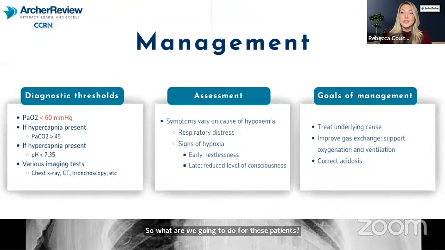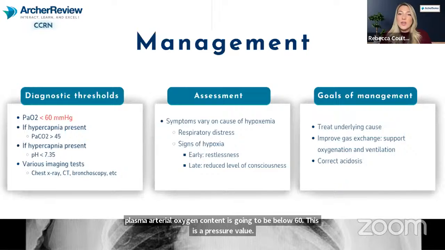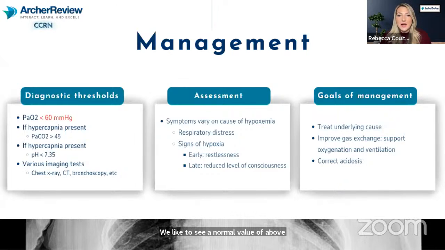Diagnostically, we're going to take a look mostly at their ABG. Their plasma arterial oxygen content is going to be below 60. This is a pressure value. We like to see a normal value of above 70. We know we're in severe hypoxemia when that PaO2 is under 60.